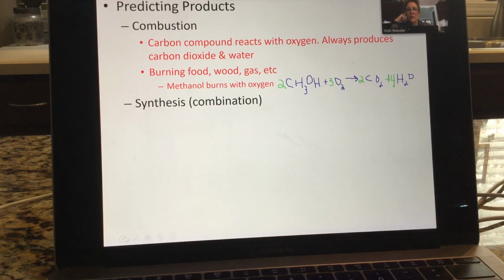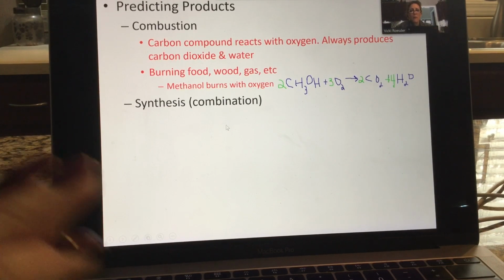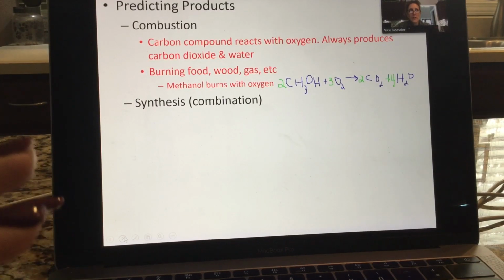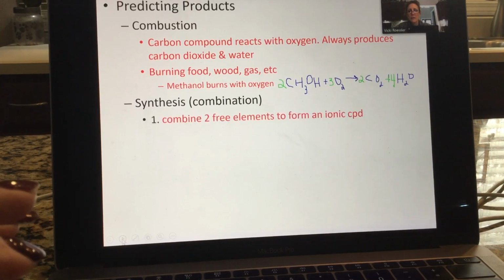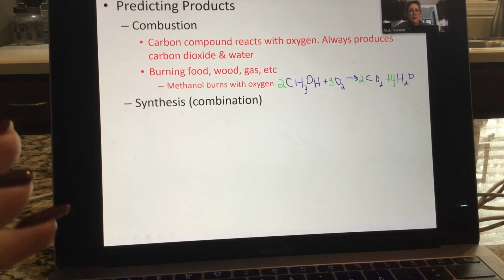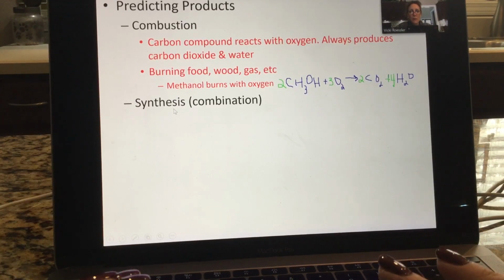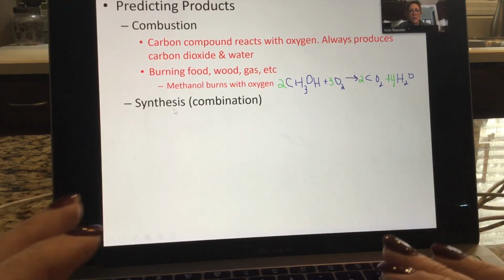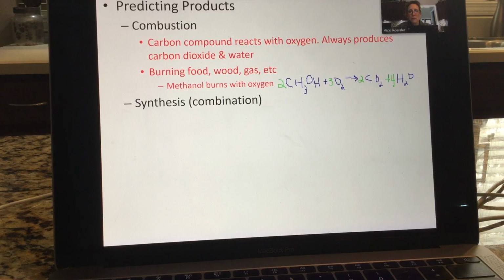Okay, so our next group of reactions are all synthesis or combination, whatever you want to call it. We have 4 different types of synthesis reactions based on the different types of reactants, but regardless of what the reactants are, remember synthesis reactions always form just one compound as a product. So all of these will have just one product.